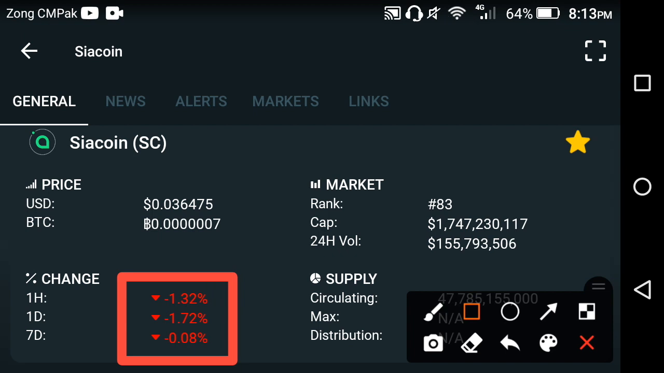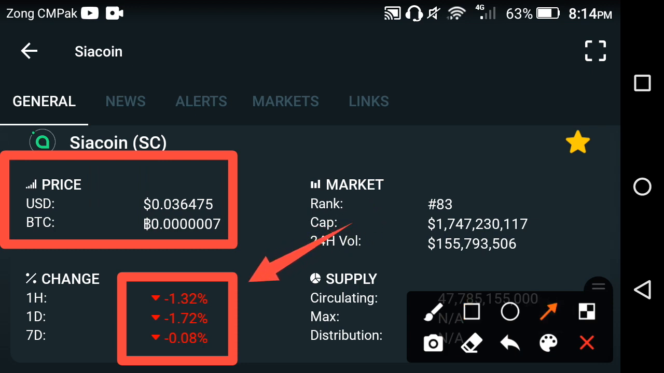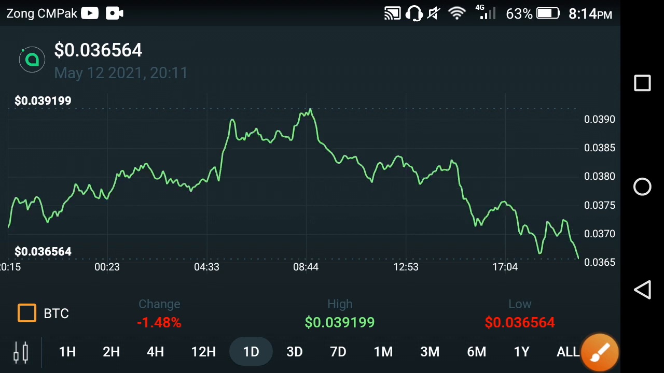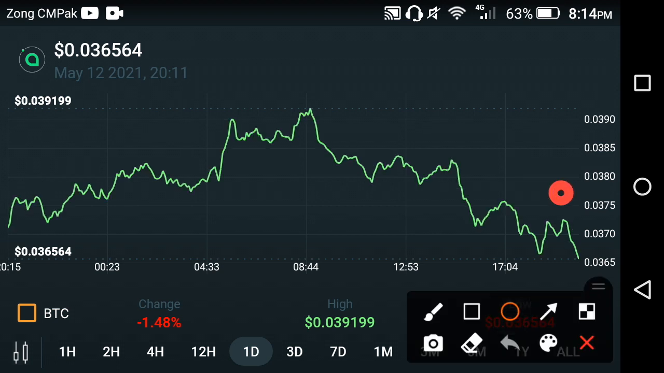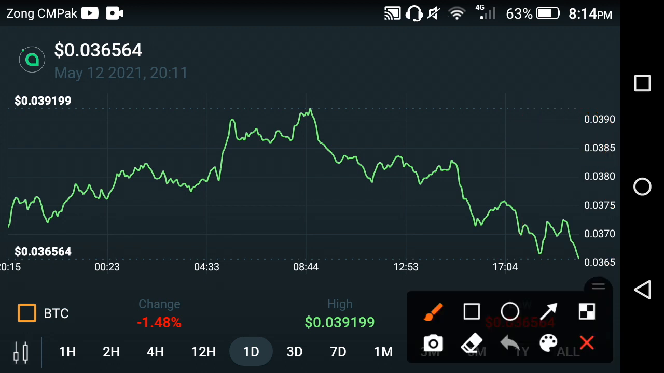Let's start the video. First of all, we talk about the current price of the Siacoin. 0.036475 USD is the current price of the Siacoin. And if you look at the changes in the Siacoin, as you can see here, the last 1 hour change is negative, the last 1 day change is negative, the last 1 week change is negative. As I told you, all the changes in the Siacoin are negative. And if we look at the current situation of the Siacoin in the market, the current situation is also at negative risk. So friends, what's the next move of the Siacoin?